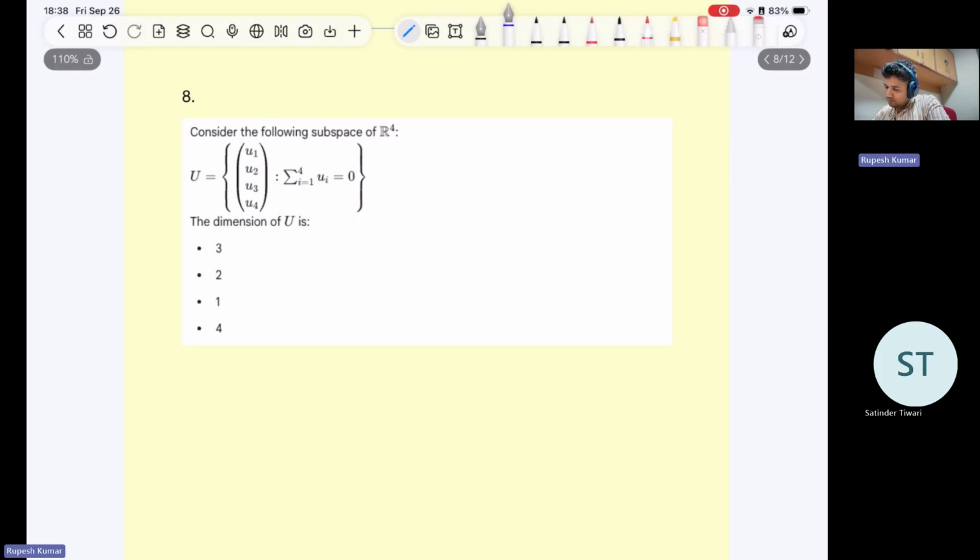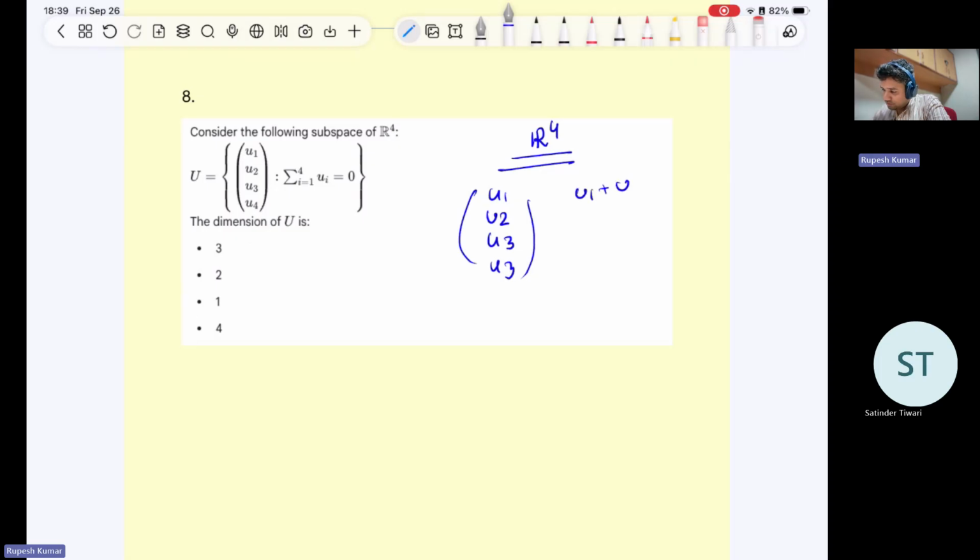Consider the following subspace of R4. So basically, we are dealing with R4, and all the vectors in this subspace are defined like this, which is a set of four scalars U1, U2, U3, U4, such that U1 plus U2 plus U3 plus U4 is equal to 0. The question is, what is the dimensionality of U, right?